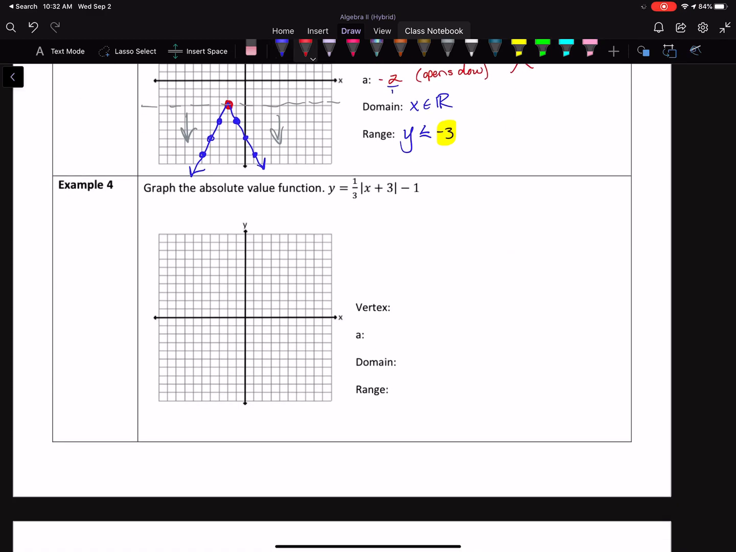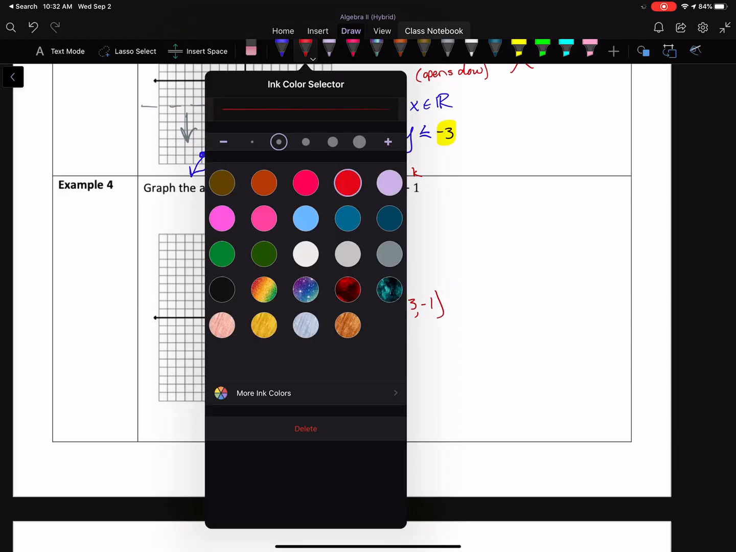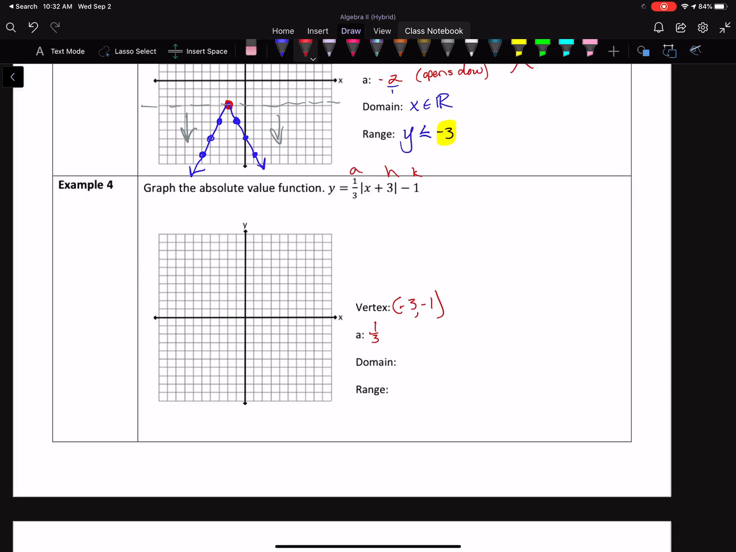So last example, pick up the pace here with A, H, K. My vertex is going to be -3, -1. My A value is +1/3. It doesn't matter that it's a fraction, it's positive, so that's going to tell us that it opens up. My domain, x is always going to be in the real numbers. And my range, y is going to be what compared to -1? Well, because our graph opens up, that means the y values must be greater than or equal to -1.